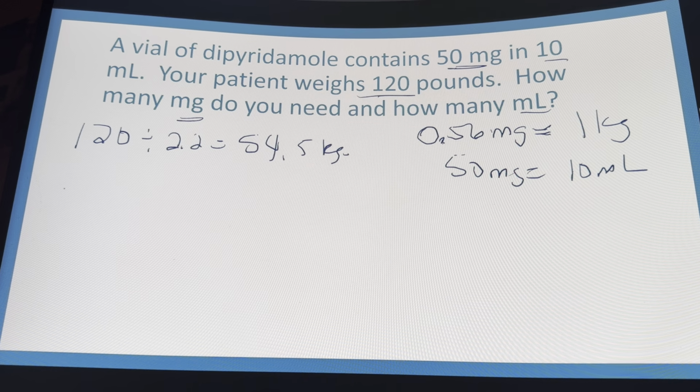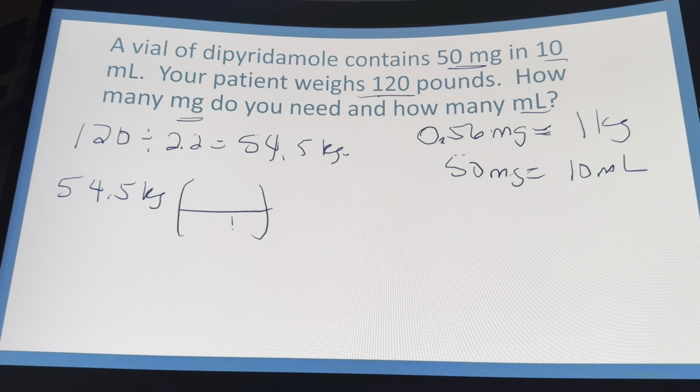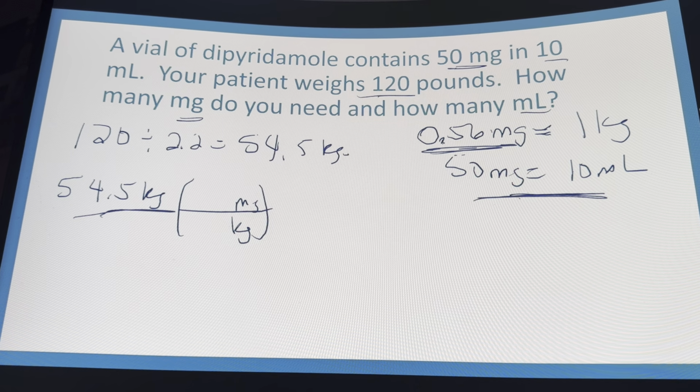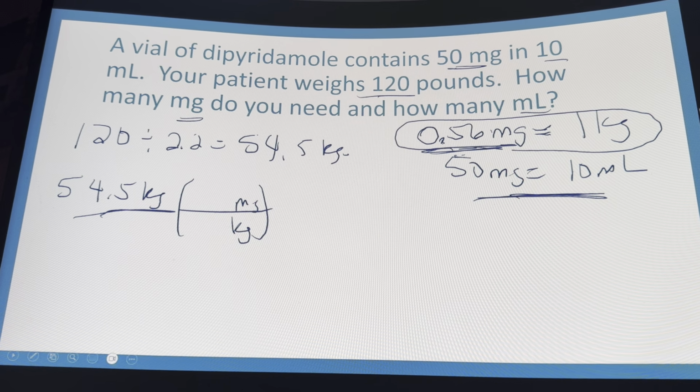Now my dose, I'm going to start with our 54.5 kilograms. I'm going to put in my conversion for kilogram on the bottom, milligrams on the top. I'm going to use this conversion first because I'm starting with kilograms. I can't use this conversion yet because I don't have kilograms. Again, these are doorways. You have to use the doorway that's available to you, and this one's available. So I'm going to put my 0.56 milligrams up here, my kilogram down here. Kilograms cancel.